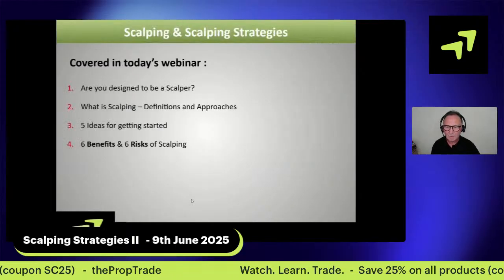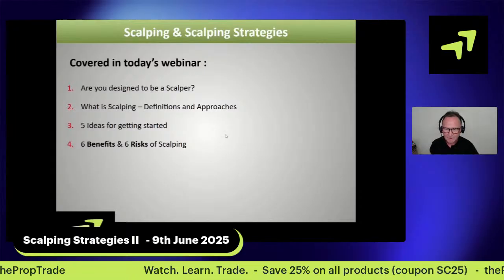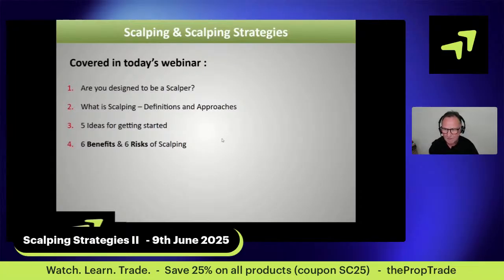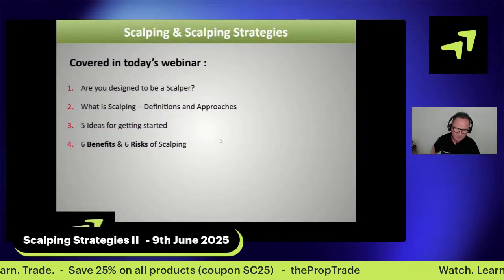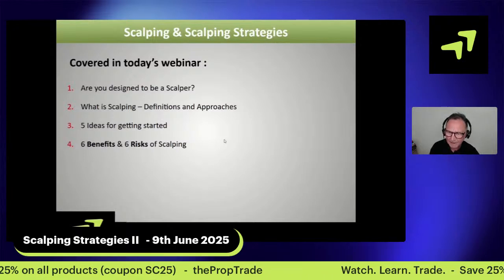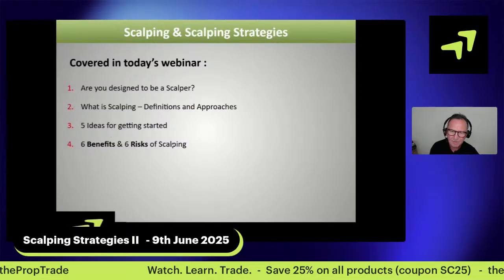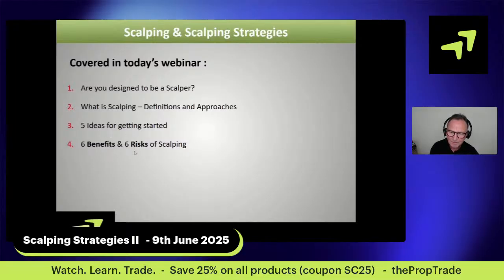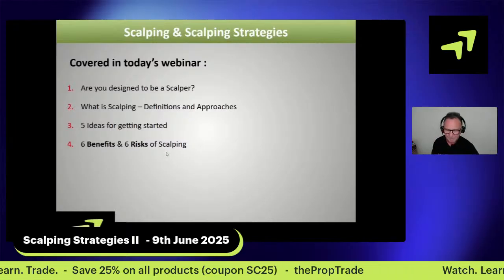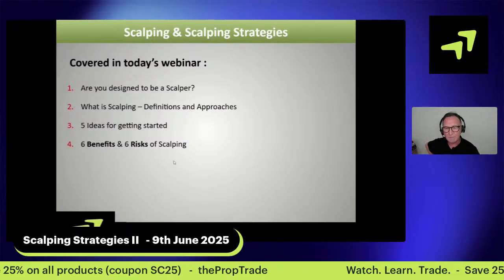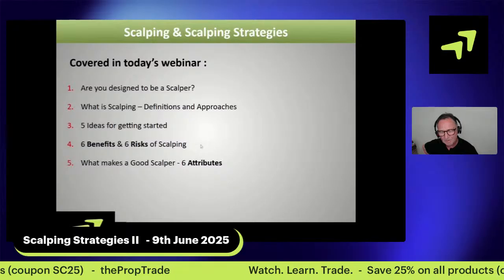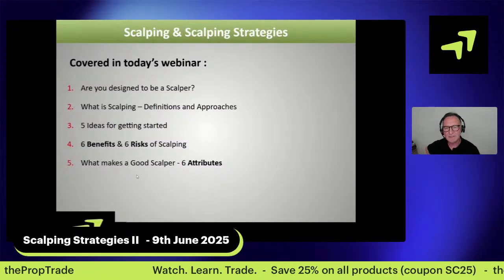So we'll run through these first few slides quite quickly because we did it all last time. It's all out on our website if you want to watch the whole thing again. But some ideas I've got of getting going: the pros and cons of scalping, the benefits and the risks. I've picked out six, there could be very many more. What are the attributes of a good scalper as well?